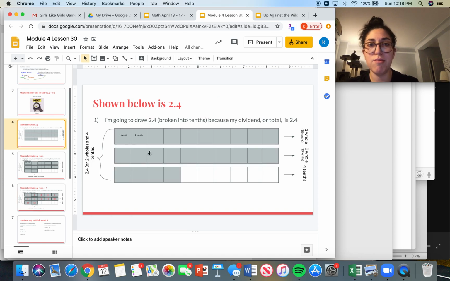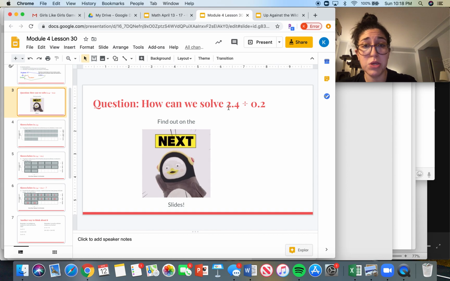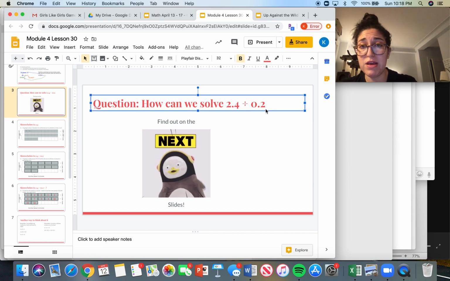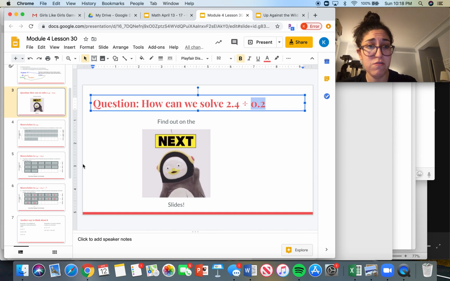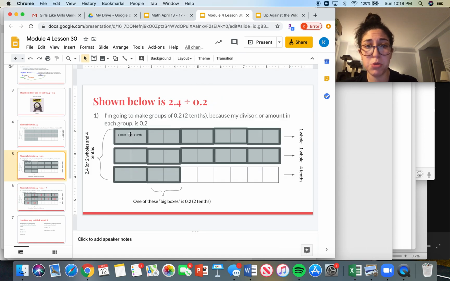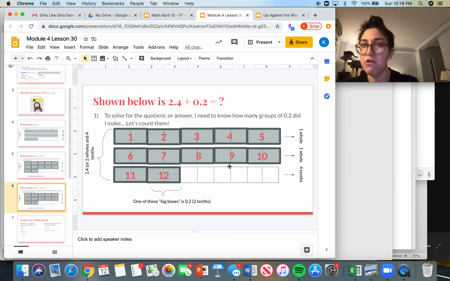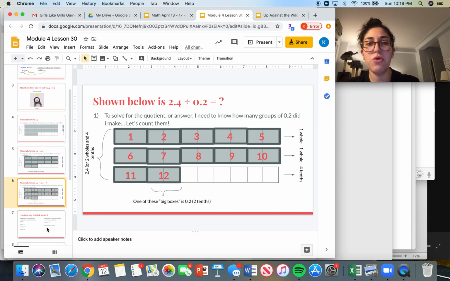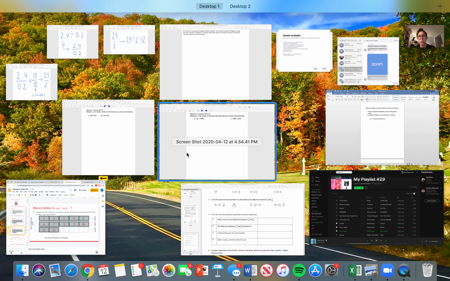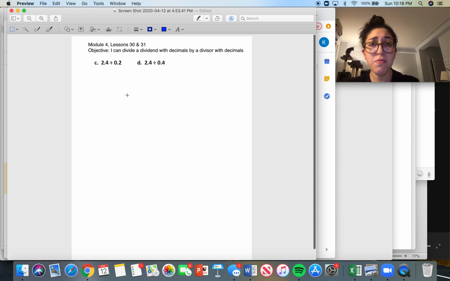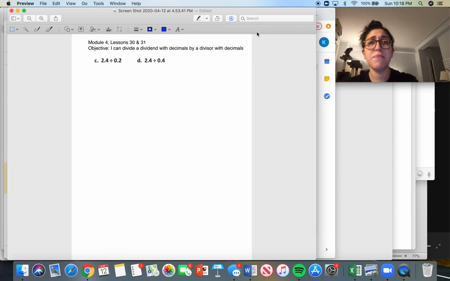Because again, remember I started with 2 holes and 4 tenths. I then, because the question asked me to break it into 2 tenths, I broke each group into 2 tenths. Here's 1 tenth and 1 tenth. Together, this is 2 tenths. And then I counted up how many groups I had, and I ended up with 12. All right? So there is another way to think about this, though, and I actually want to go through that with you now. So this is sort of like a trick.